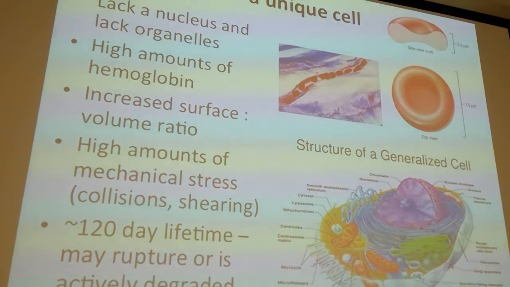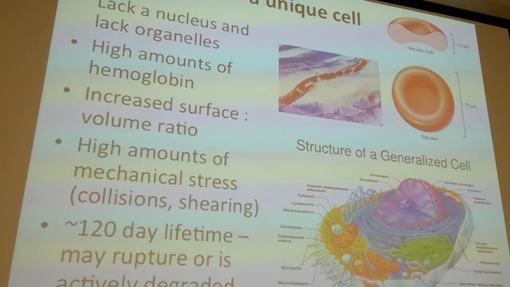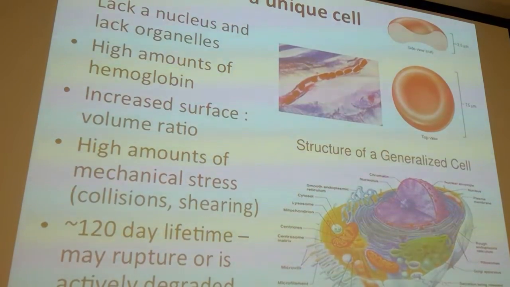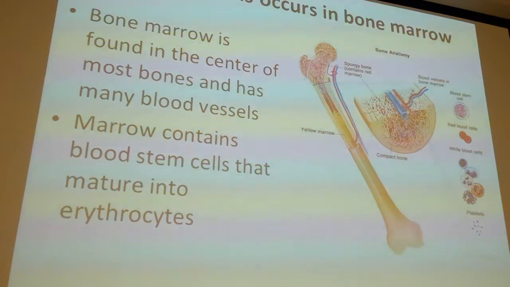And these cells live for quite a while in the blood. They're around 120 days lifetime, at which point they might either rupture or they're actively degraded by the body. So the body recognizes these aged red blood cells, actively degrades these, and then recycles the iron into new red blood cells. So there's constant degradation, release of that iron, constant resynthesis and incorporation of that iron into new blood cells. And this all happens, this erythropoiesis, the development of mature red blood cells, happens in the bone marrow, which is found in the center of most bones.